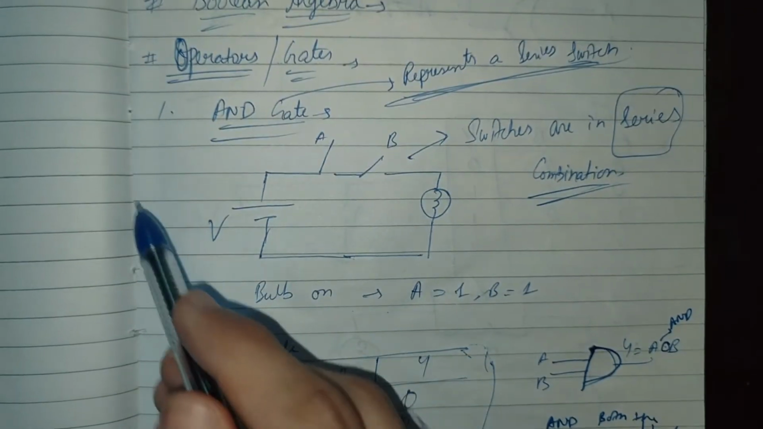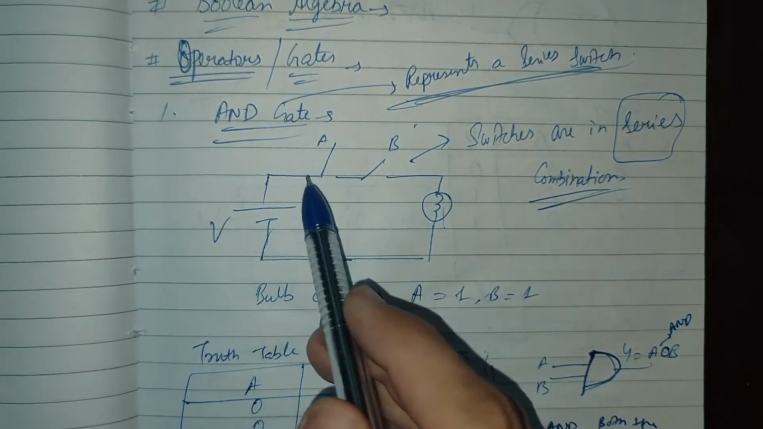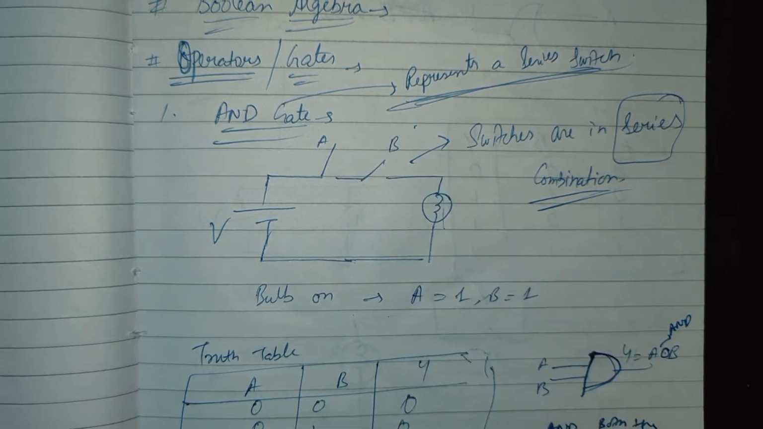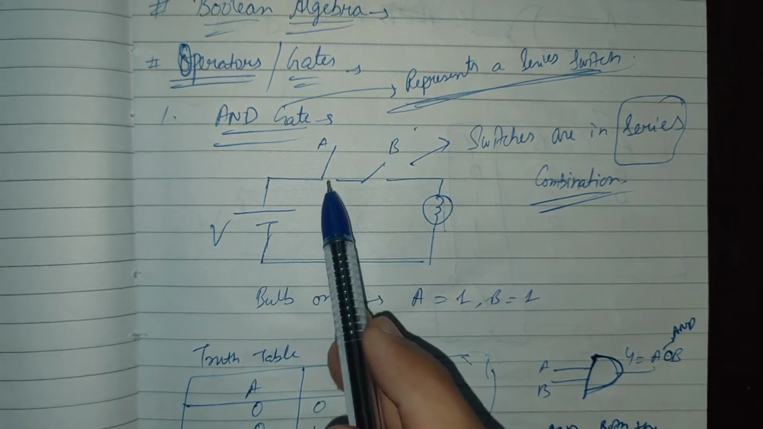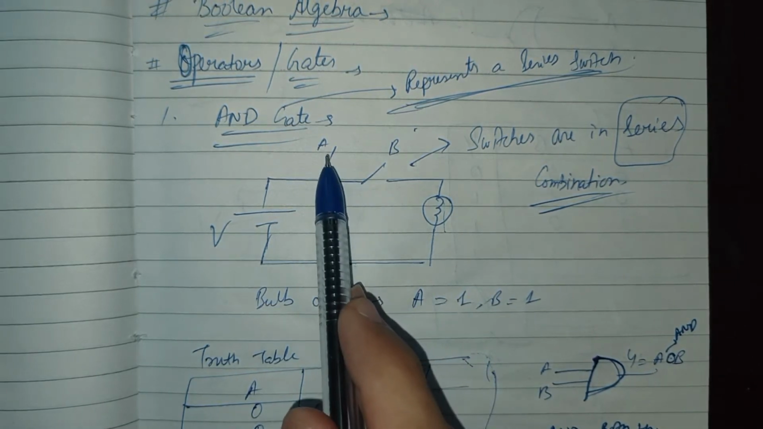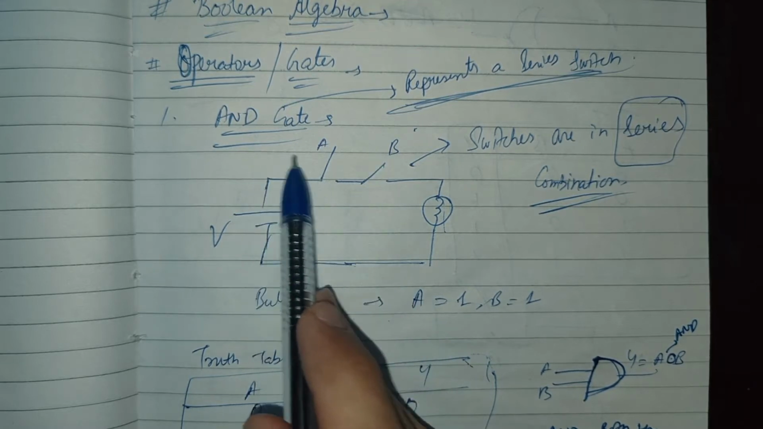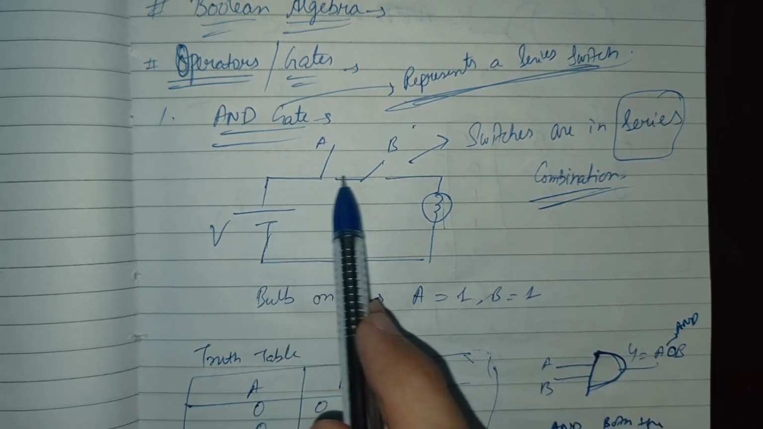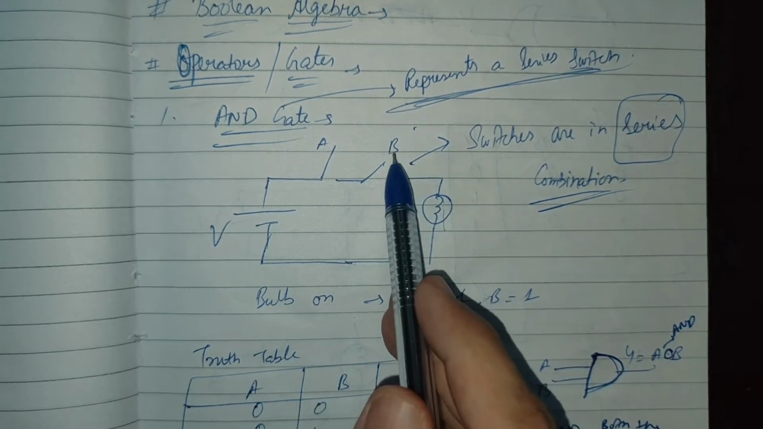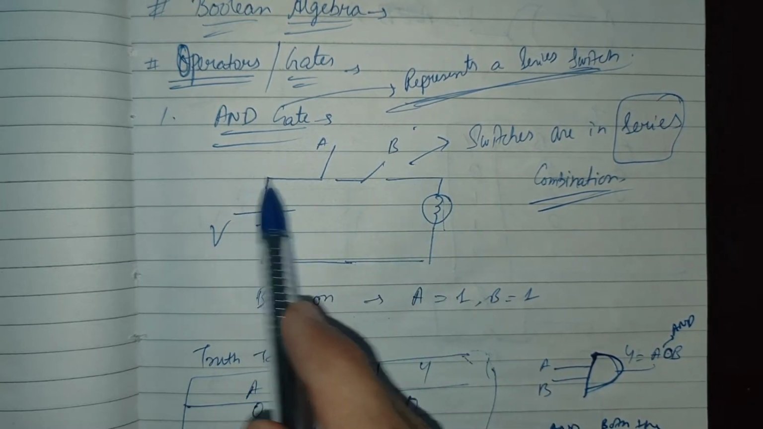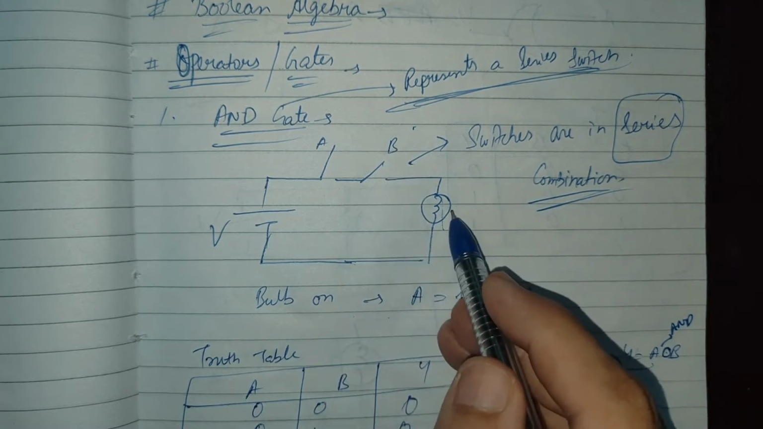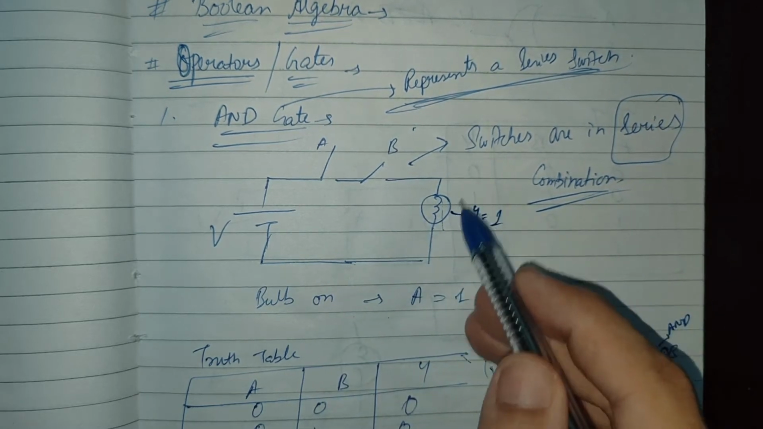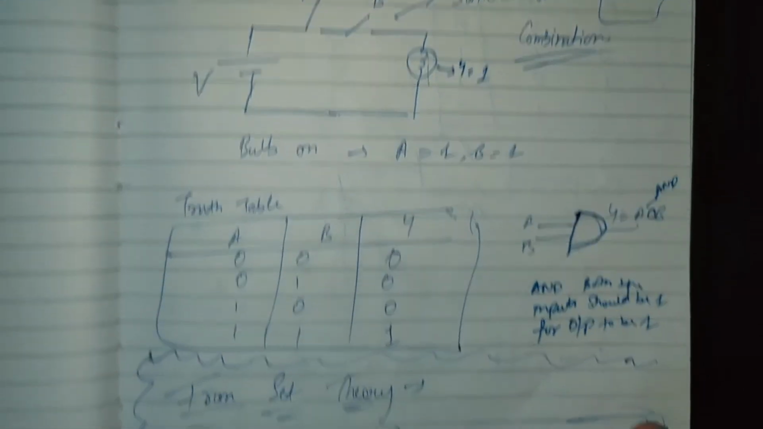So this series circuit of two switches in series combination implements the same circuit as the AND gate. You can see, if both the switches are closed, that is A is 1 and B is 1, then only the current will flow through this load. If any of the switches is 0, meaning open, then the current will not flow and the output would be 0. If both the switches are closed, that is A is equal to 1, B is equal to 1, then only the output Y is equal to 1. We are taking the output here, so the output would be 1.